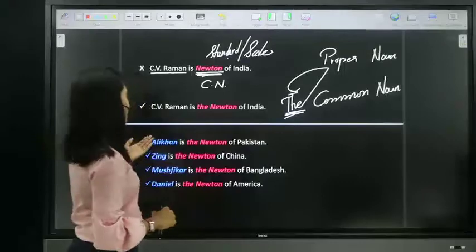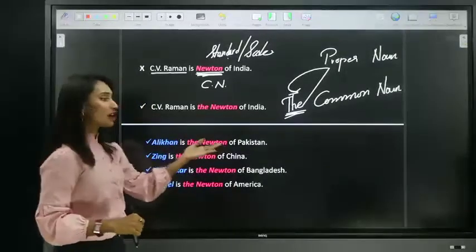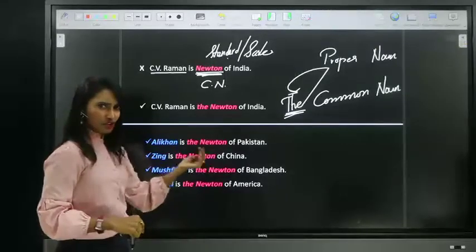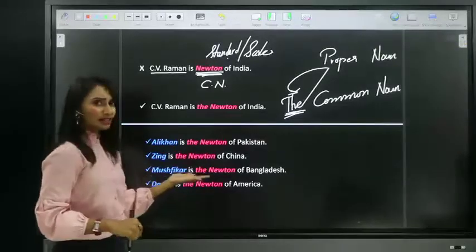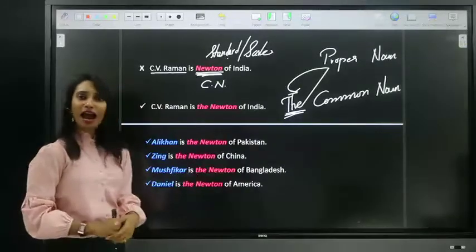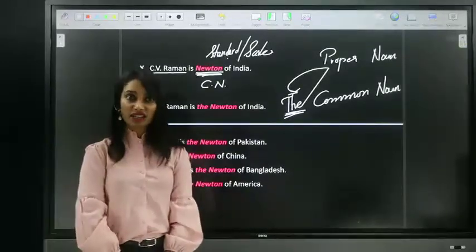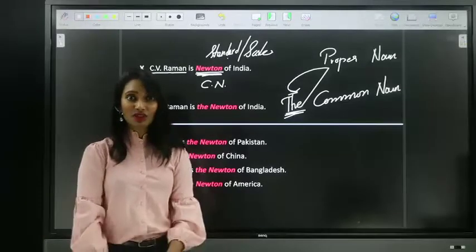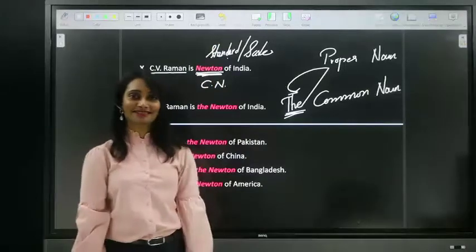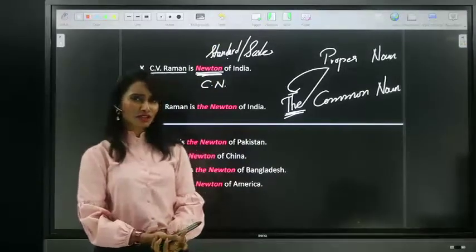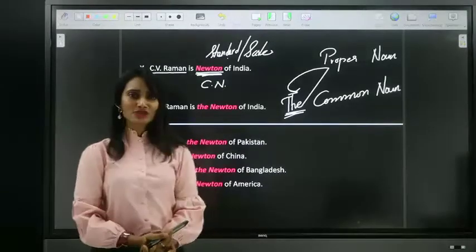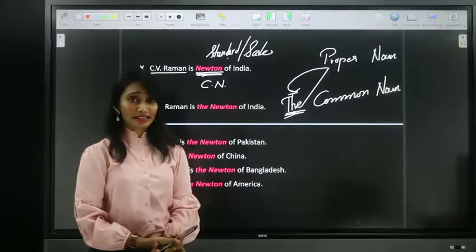Look at this. Ali Khan is a Newton of Pakistan. Zing is a Newton of China. Mushfiqur is a Newton of Bangladesh. Daniel is a Newton of America. By the way, where is Newton from? Where is the tree that made the apple fall on Newton's head? So where is Newton from, if anyone knows? He's from the UK, United Kingdom.